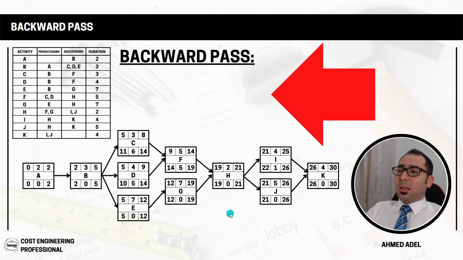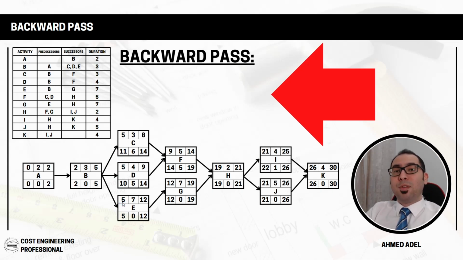What we can understand from this example is that activity A can finish only on day number 2. Why? Because if it finished on day number 3, then the 3 will come here. The 2 becomes 3, so 3 plus 3, that's 6. Then here I'll put 6 instead of 5, and so on.